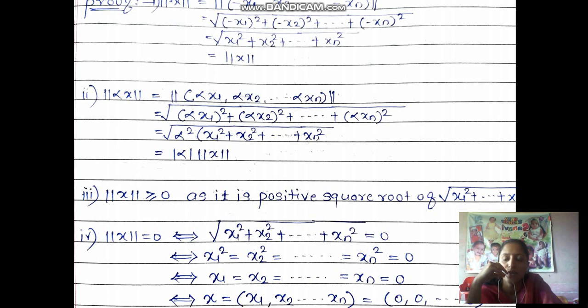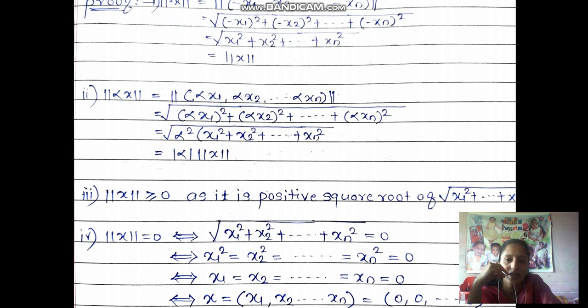Now second one is norm of alpha x. Now norm of alpha x means alpha is a scalar. It is multiplied with every coordinate of the vector x. So norm of alpha x is equal to what? Norm of vector alpha x1, alpha x2 and so on alpha xn. So by definition of norm, it can be written as square root of alpha x1 square plus alpha x2 square and so on alpha xn square, which is equal to what? Alpha square x1 square plus alpha square x2 square plus alpha square xn square.